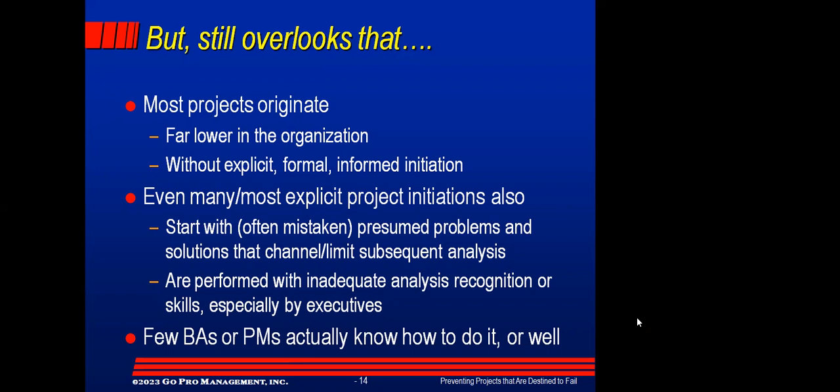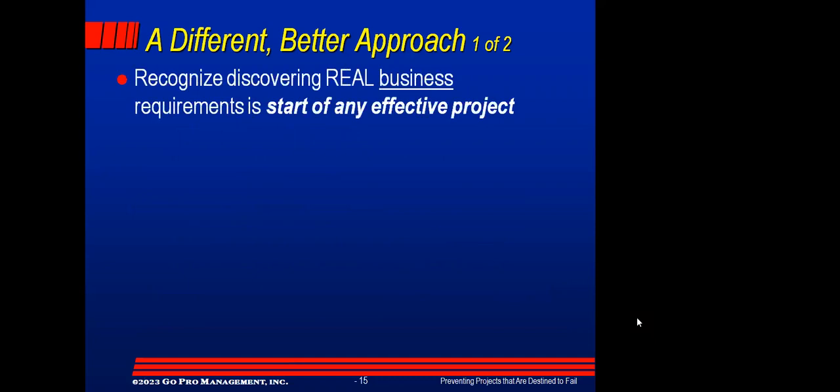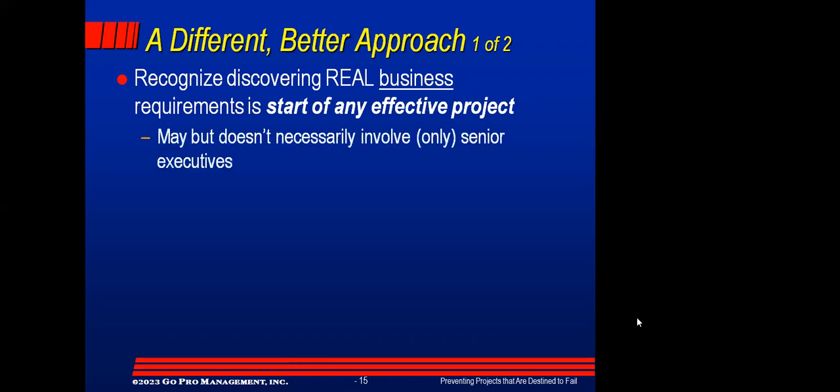Some of that's attributable to generally mistaken models that people follow. So let me suggest a different, and I hope you'll find it a better approach: discovering what I call real business requirements, and we'll elaborate on that in a second, is the starting point of any project that is going to be effective. Whether or not you have formal mechanisms for doing that, a project needs to start with getting the real business requirements. And part of being real is that they turn out to be right. Now, that may or may not involve senior executives, but just because they're there doesn't mean that they know. And it could be considered pre-project or the beginning of a project. Doesn't matter.